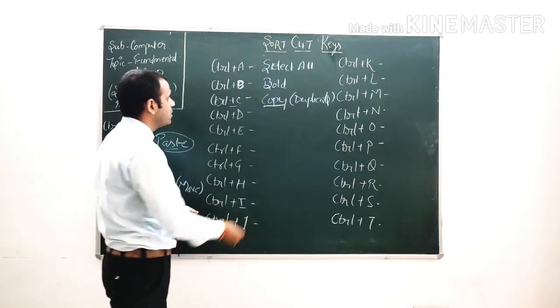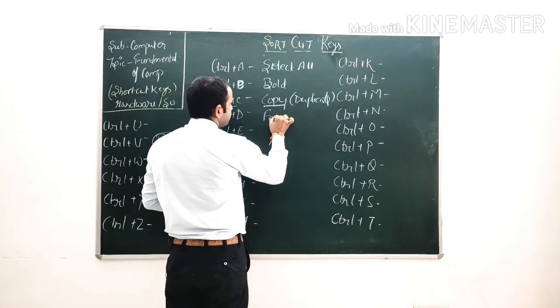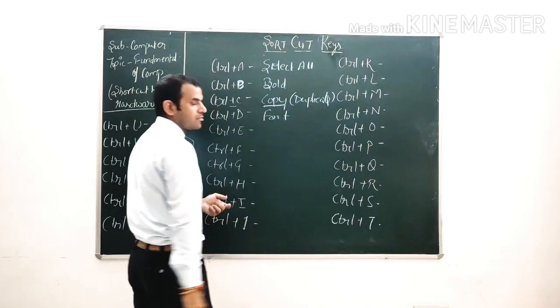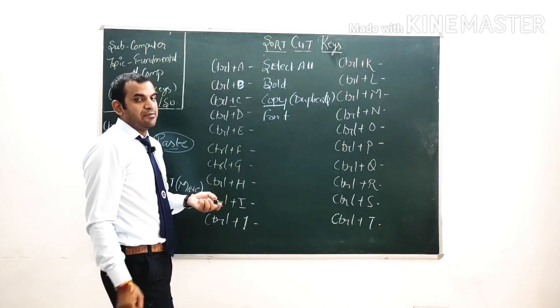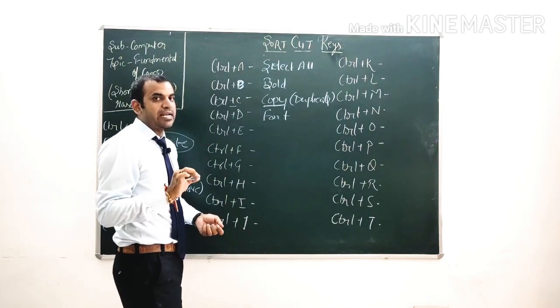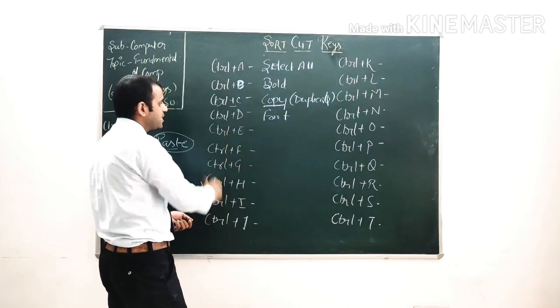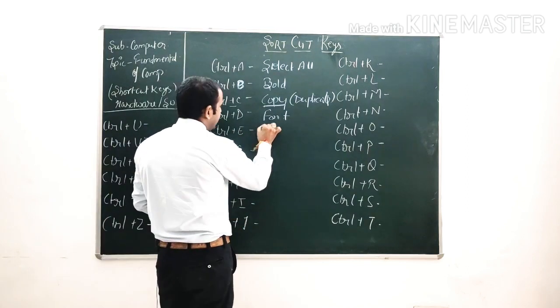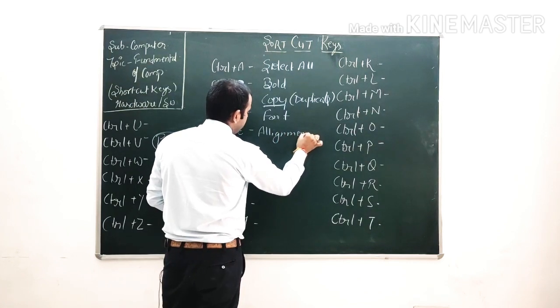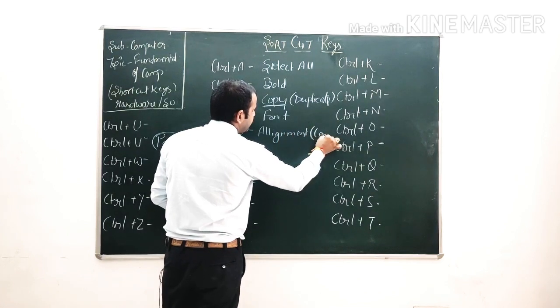Okay, the next one is Control D for the font dialog box. In the font dialog box, as you know very well, you can easily change the font color, font style and font size. The next one is Control E. This is alignment, and center.